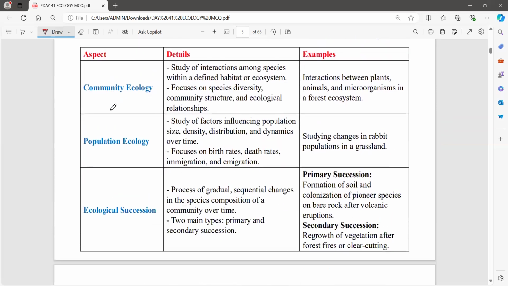Now, what is community ecology? What is population ecology and what is ecological evolution? Community ecology means the study of interaction among species within a defined habitat or ecosystem. Just give me the order. A group of individuals in the same species, what are we calling them?